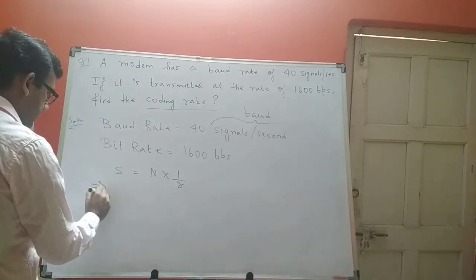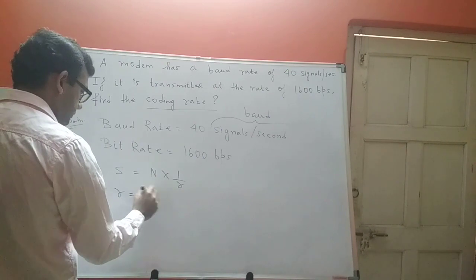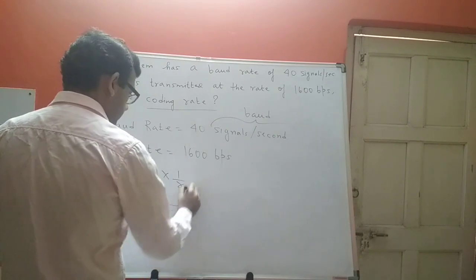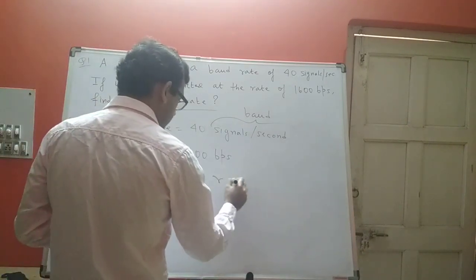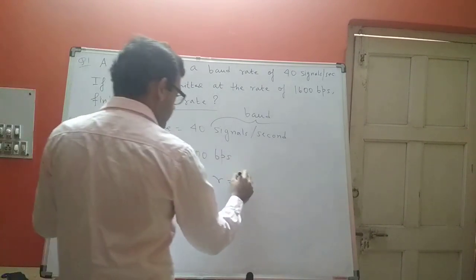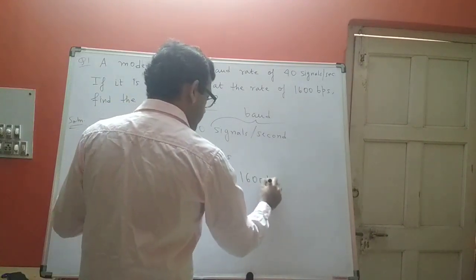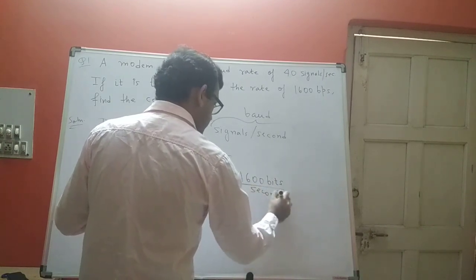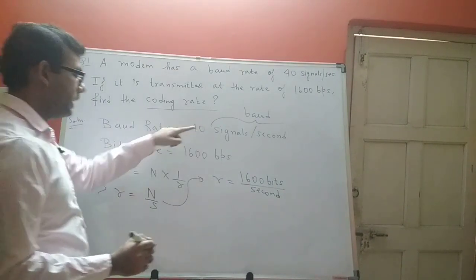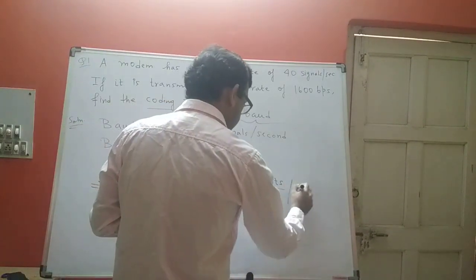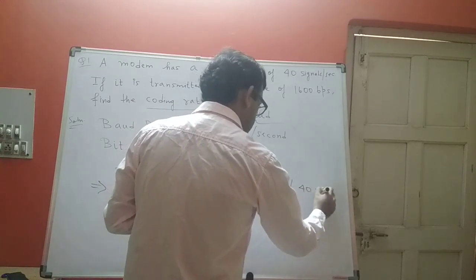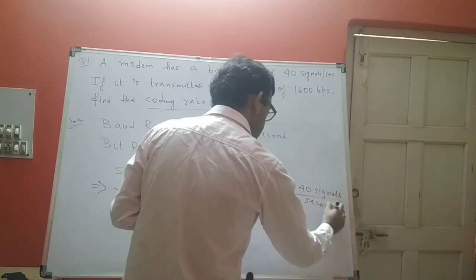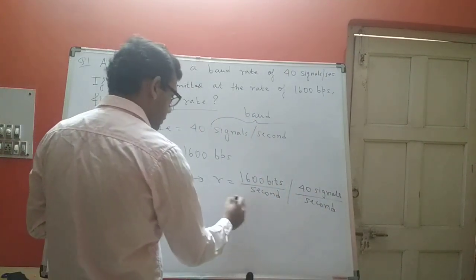So what will be R? R is nothing but N divided by S. Now what is N? Let me solve this here. N is your bit rate. Your bit rate is 1600 bits per second. And what is your baud rate? It's 40 signals per second. So it is divided by 40 signals per second.